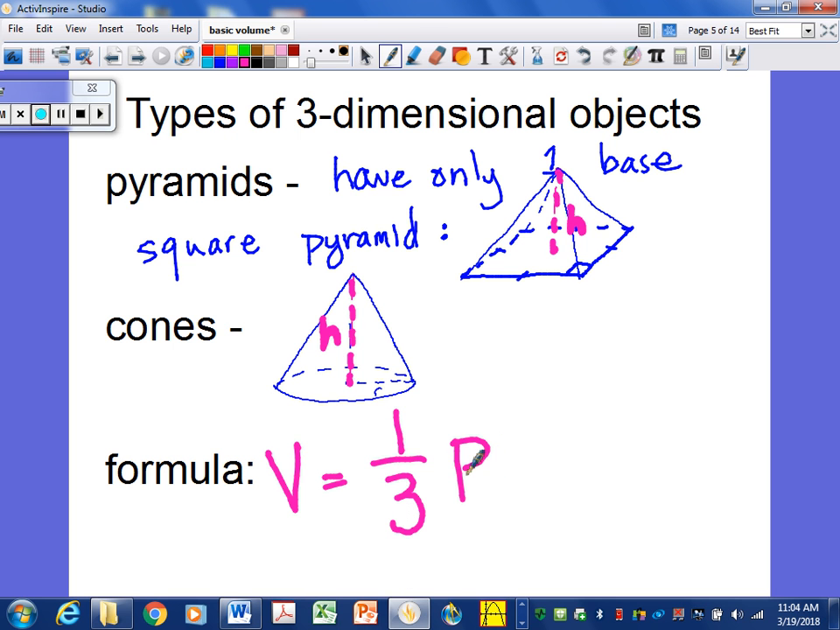1/3 the area of the base times the height is the volume formula for every cone. Okay, so 3 cones can fit in 1 cylinder with the same dimensions. 3 pyramids can fit into a prism with the same dimensions. Okay, pretty neat that that actually happens. Okay, there you go. Wonderful.